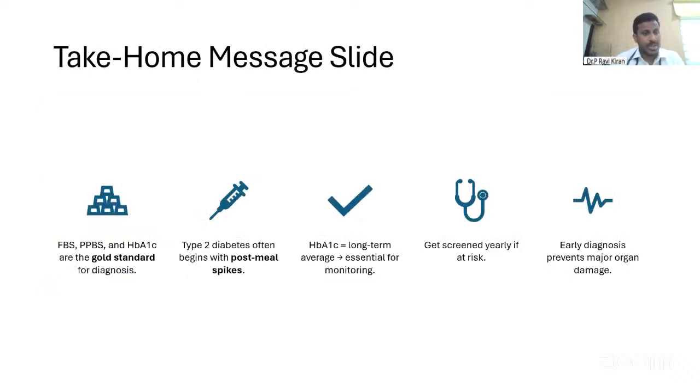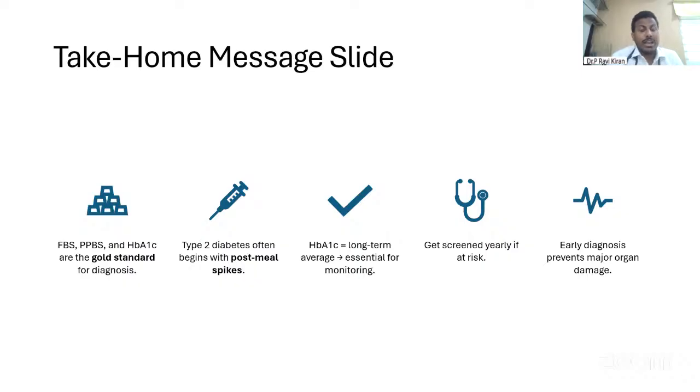Take home message. Fasting blood sugars, post-lunch blood sugars, and HbA1c are the gold standard for diagnosis. Always remember, try to get tested for the 3 parameters to get an exact picture of the diabetes condition. Type 2 diabetes often begins with post-meal spikes, secondary to the pancreatic involvement. HbA1c equals long-term average, and it implies monitoring conditions where an HbA1c of less than 6.5 without medications is needed to help the patient reverse his diabetes.